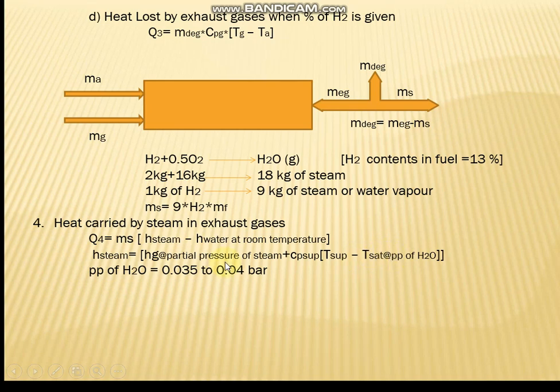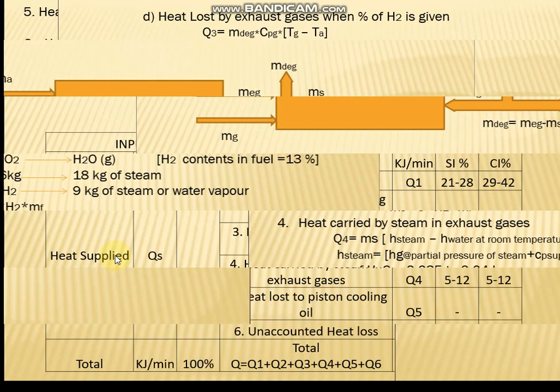So this is from the steam table. The Cp of steam is 2.1, and T sup means Tg, the temperature of the gas. Because gas and water vapor are at the same temperature, we can directly use Tg. From that we can calculate Q4.